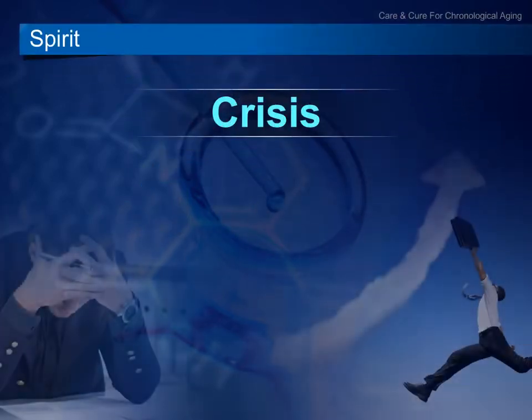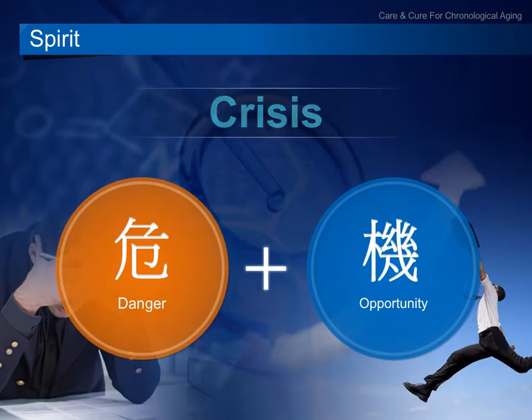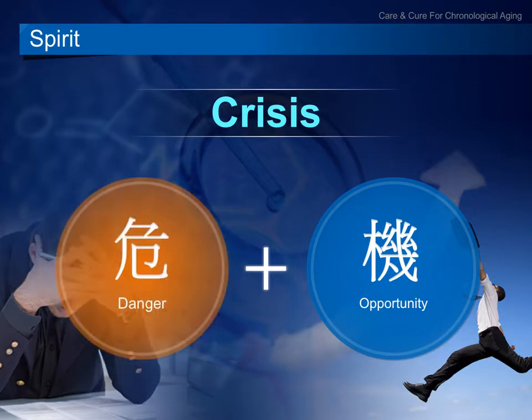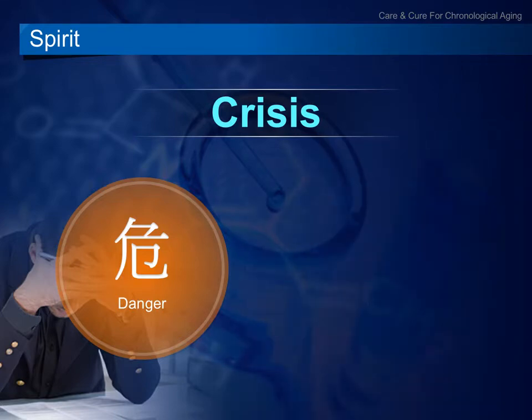Well, let's look at it this way. If you take a look at the Chinese characters for crisis, you can see that one meaning is danger, but the other meaning is opportunity. We can see danger, but from a new viewpoint, we can see the opportunity to prevent a crisis.